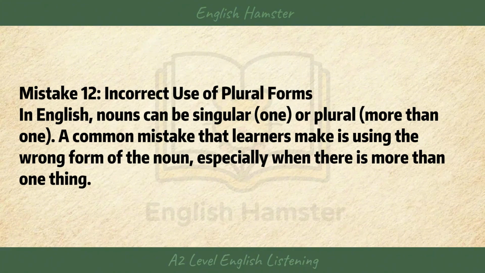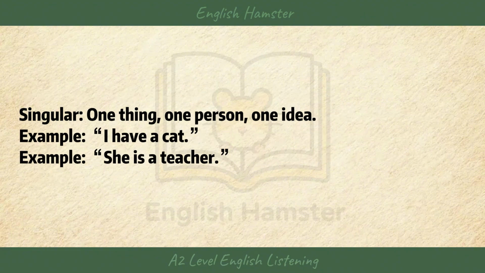Mistake 12. Incorrect use of plural forms. In English, nouns can be singular, one, or plural, more than one. A common mistake that learners make is using the wrong form of the noun, especially when there is more than one thing. Singular: one thing, one person, one idea. Example: I have a cat.